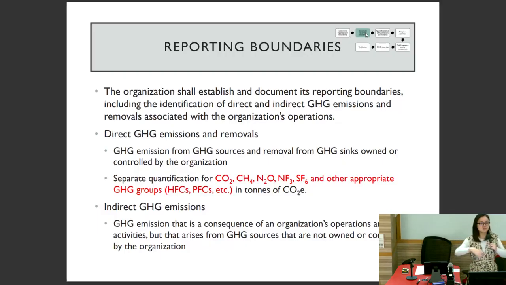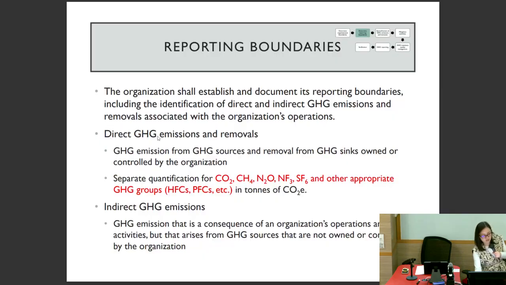Okay, so after you have defined the boundary, within that boundary we have different kinds of greenhouse gas emission sources and greenhouse gas absorption or sinks. So we have to identify all these and then put them into different group scopes. There are different kinds of emissions and removals: direct emissions and removals, and indirect emissions. But there is no indirect removal, only emissions.